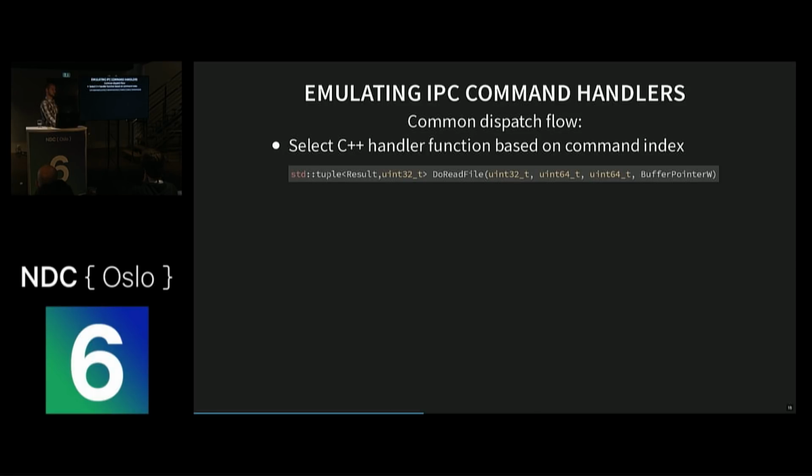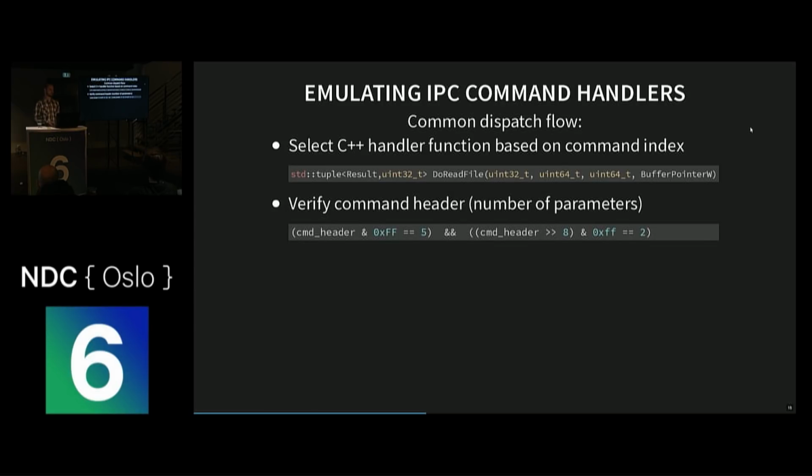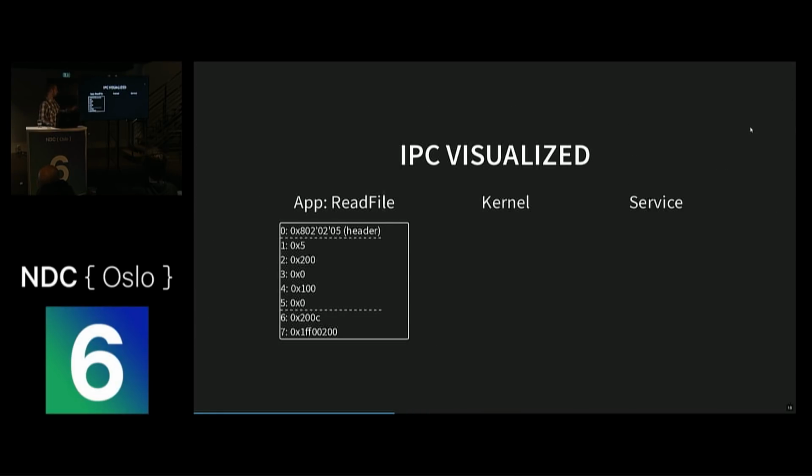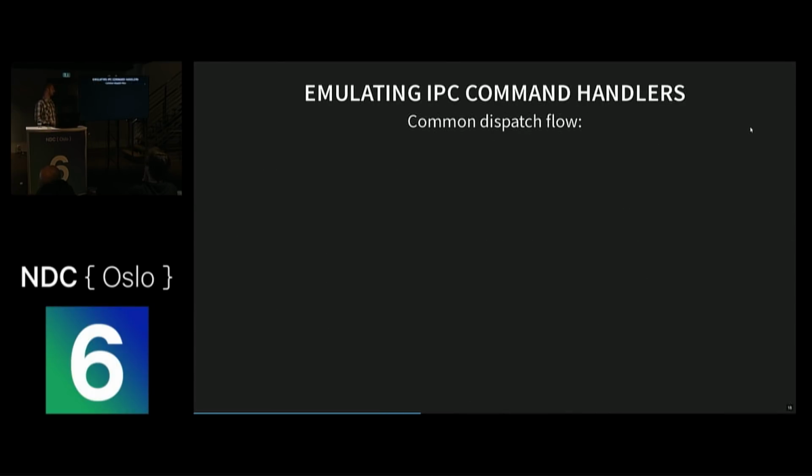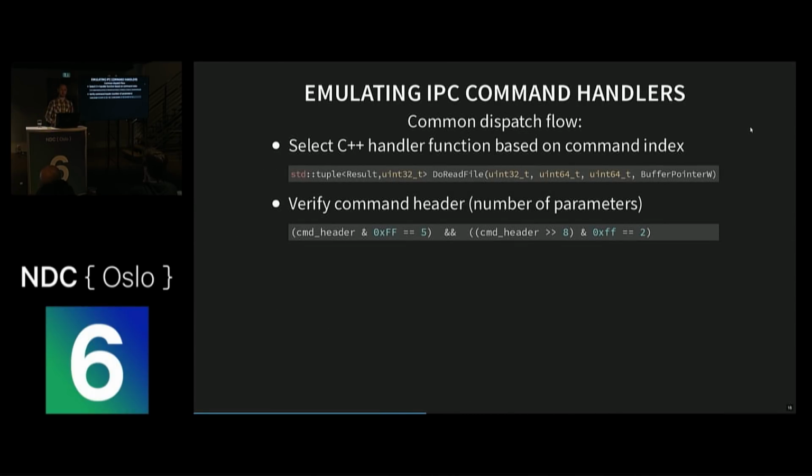It might do its operation and then return two results. We do this in C++ using what we call a tuple. So it returns a result, which is usually 0 to indicate success, and a uint32 that would give us, for instance, the number of bytes that we actually read from the file. Once we select this handler function, we haven't actually called it yet. We still need to make sure that we can actually call it and figure out how. So the first thing we do is verify the command header to make sure that, for instance, the application isn't sending us this read file command ID but doesn't actually send any parameters, because that would be malformed. We want to catch these kinds of cases in the spirit of input validation.